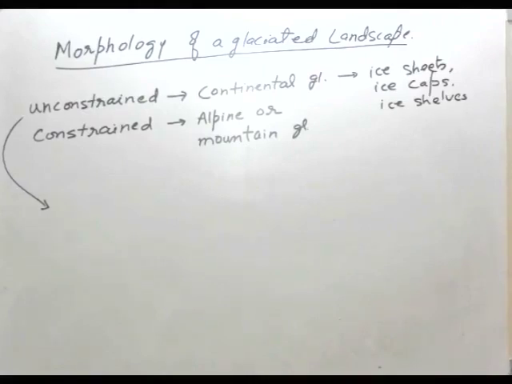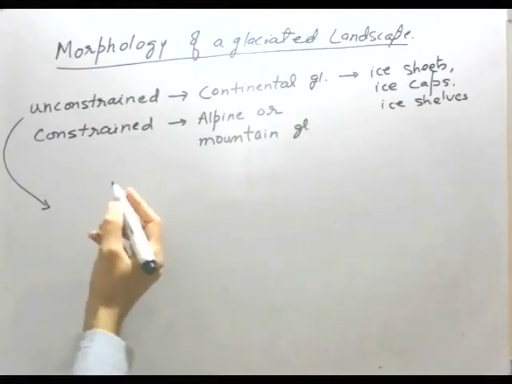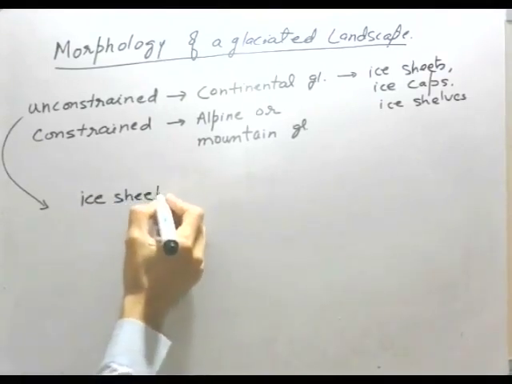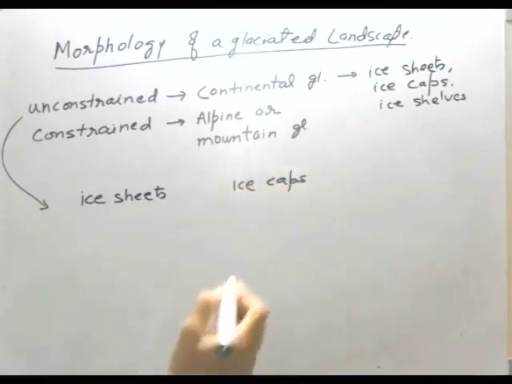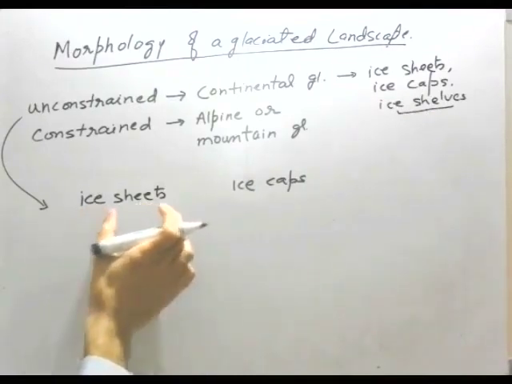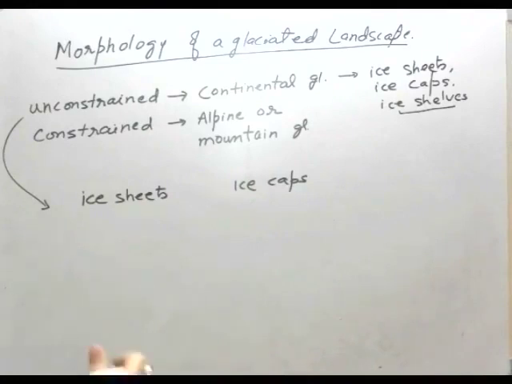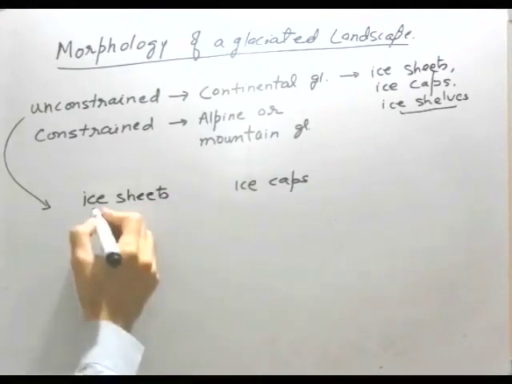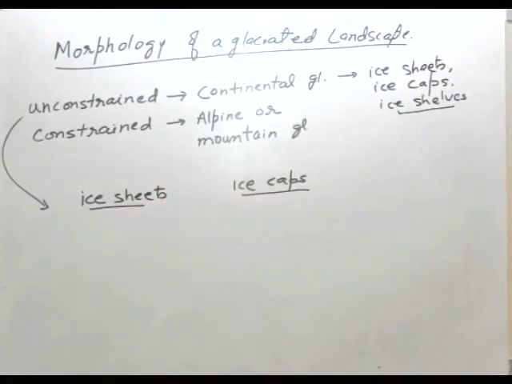Now, as I have discussed before, there are two types of continental glaciers: ice sheets and ice caps. Ice shelves are basically parts of ice sheets and ice caps that are floating in the ocean or in a water body. And the difference is basically of size, that I have already discussed.